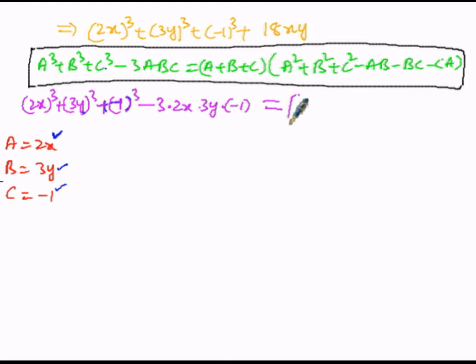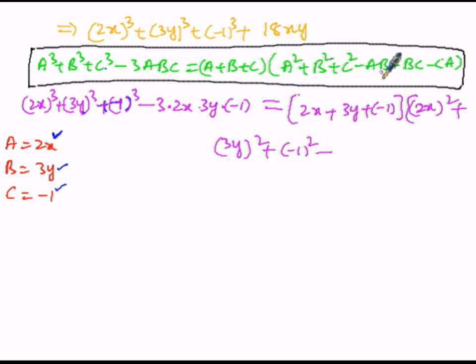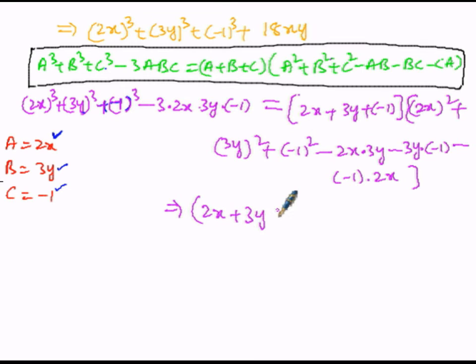So here we can write it as (2x + 3y + (−1)) within the bracket. The next bracket: a square, a is 2x but it must be squared, plus b square, b is 3y squared, plus c square, c is minus 1 squared, minus ab, so here 2x into 3y, minus bc, minus b value 3y into c value minus 1, minus ca, so here c is minus 1 into a is 2x, bracket close.